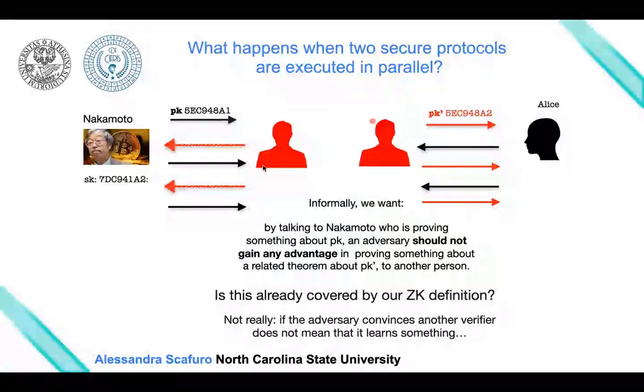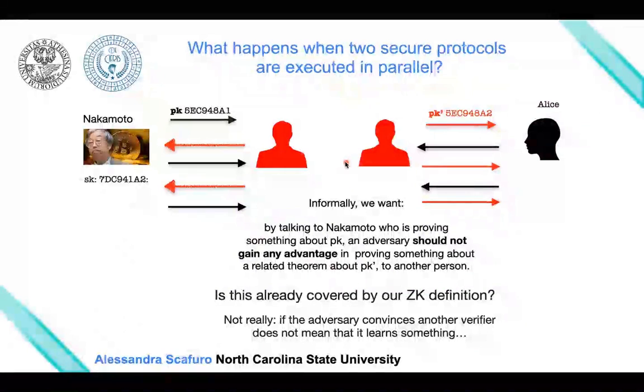Is it true that if a protocol is zero knowledge, automatically it remains zero knowledge when the adversary is playing two executions in parallel? And the answer is no, really. The zero knowledge definition does not say anything about other executions. It only says that if you have one prover and one verifier, the transcript is zero knowledge. Now, if the verifier starts opening many executions, we don't know what happens.